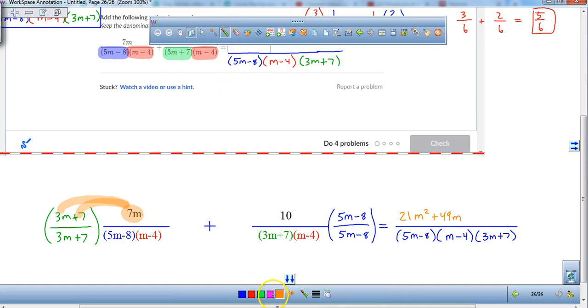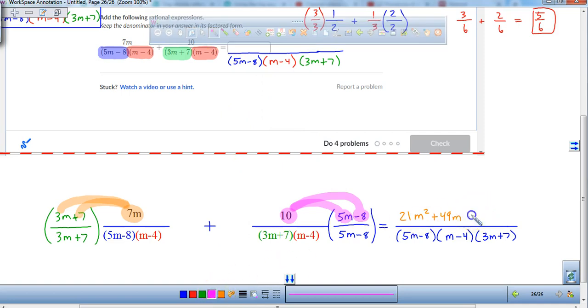I'll switch colors here. I'm going to take 10, multiply it to the 5m, and distribute 10 to the negative 8. And we're going to put plus 50m, because 10 times 5m is 50m. 10 times negative 8 is negative 80. And once you've done that, you just have to look for like terms. It looks like the only like terms we have are 49m and 50m. It gets us a total of 99m.